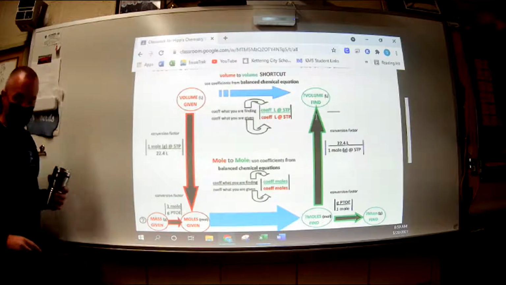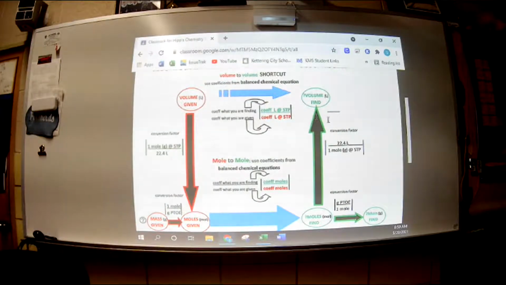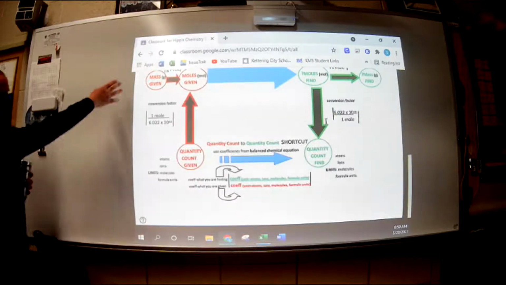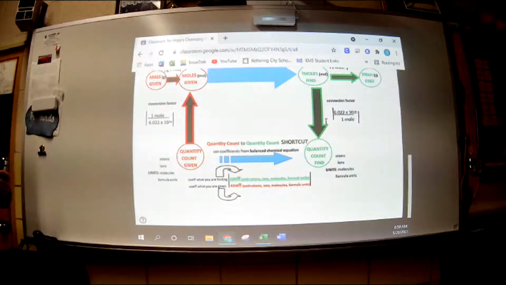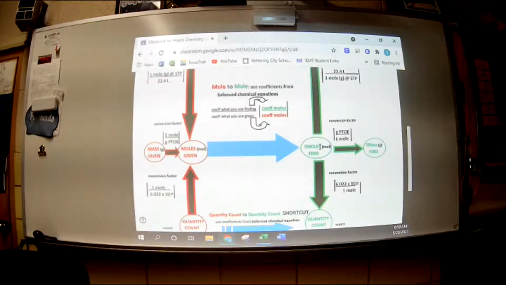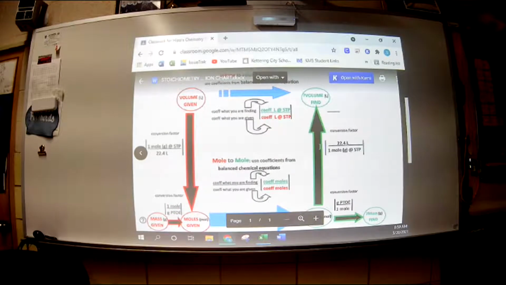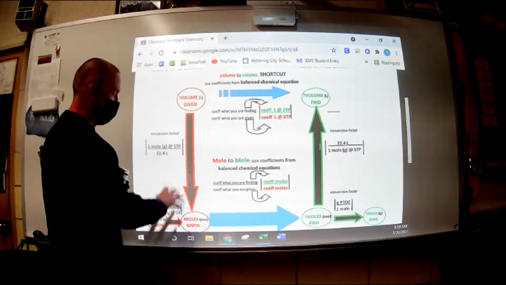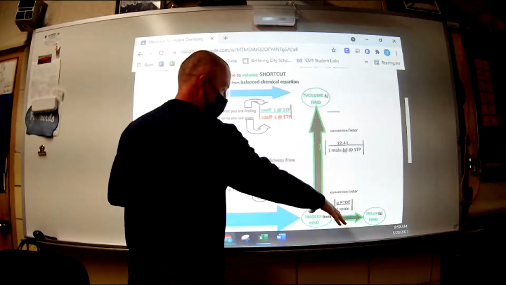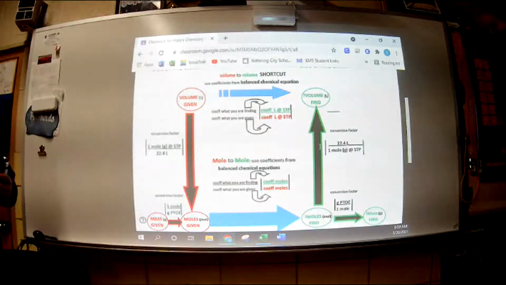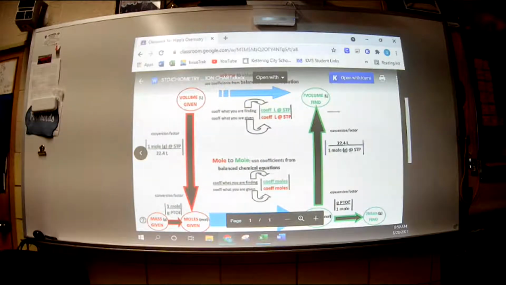You could have been given a volume. You could have been given moles. You could have been given mass. You could have been given a quantity count. And you were asked to find something else. And we now know that you could be given any of these 4 things, and you could be asked to find any of these 4 things. That's what we learned to do.